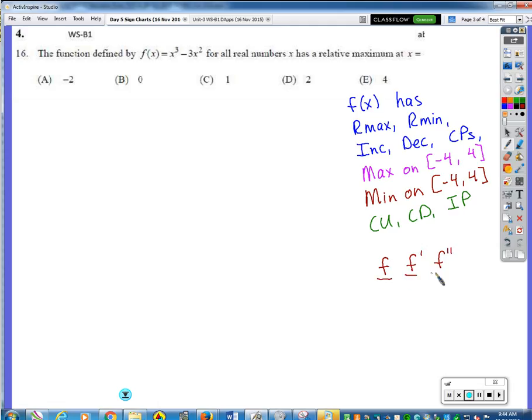I hope you've realized the value of the chart at this point. Yeah, you don't have this memorized.